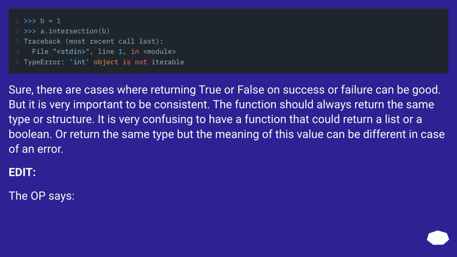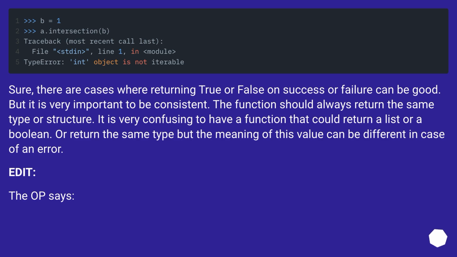Sure, there are cases where returning true or false on success or failure can be good. But it is very important to be consistent. The function should always return the same type or structure. It is very confusing to have a function that could return a list or a boolean. Or return the same type, but the meaning of this value can be different in case of an error.